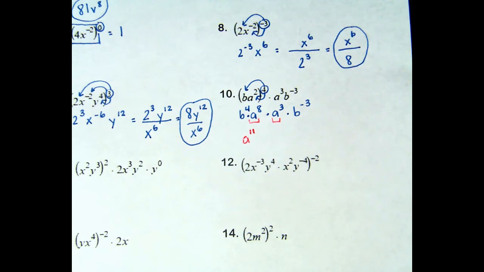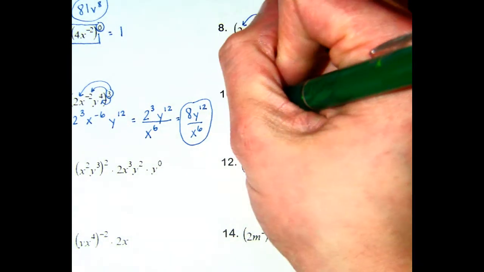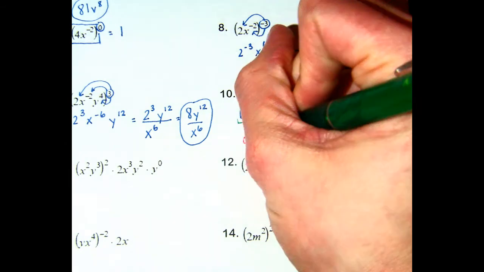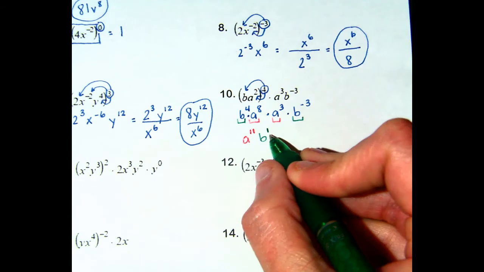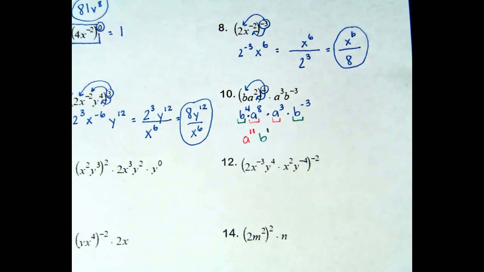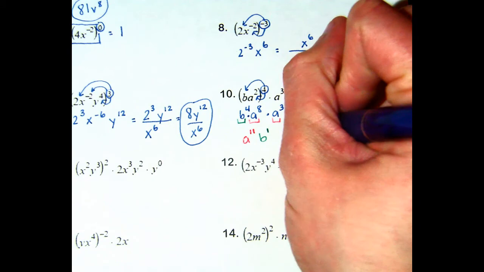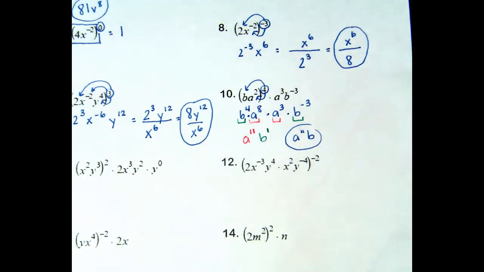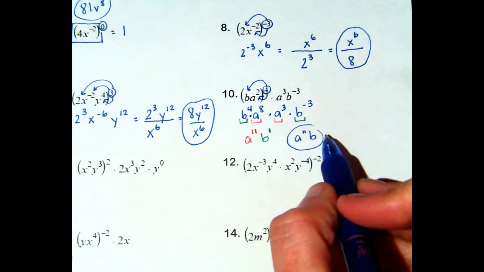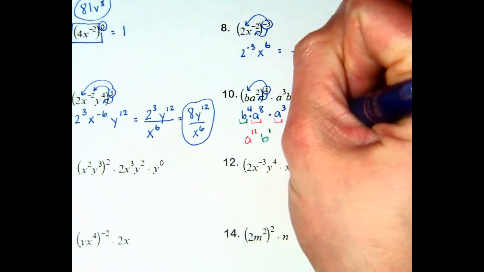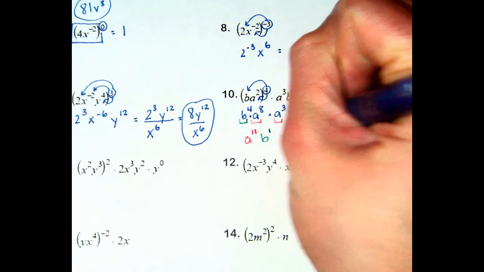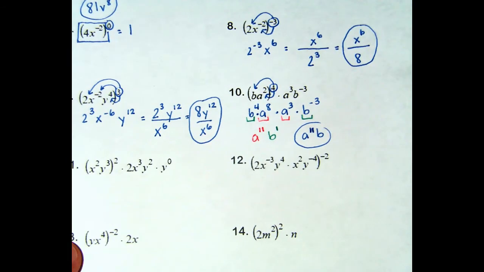Okay. Then I have the b base. I'm going to add 4 plus negative 3 is 1. I can either put a 1 or I could write the answer as a to the 11th times b. Either way is correct. It's a good idea to always combine things so that you do not have to worry about moving anything to the denominator until you have seen if the negatives will take care of themselves first. So there's number 10.